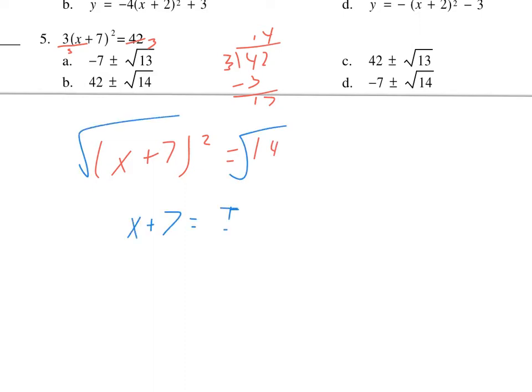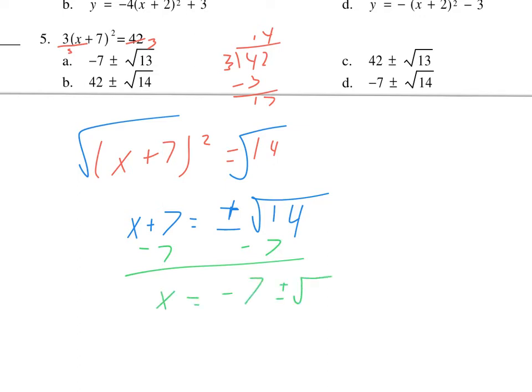This one, since I created the square root, I need a plus or minus there, and then I don't know the square root of 14, so I just leave it like that. And then lastly, I'll just subtract this 7 over, so I'd say x equals negative 7 plus or minus the square root of 14, and that's looking like D. Since that root 14 is a radical, I really can't add it together with the negative 7.